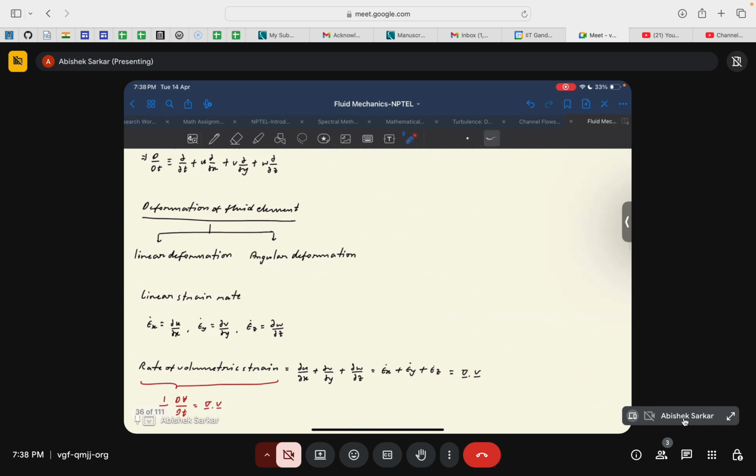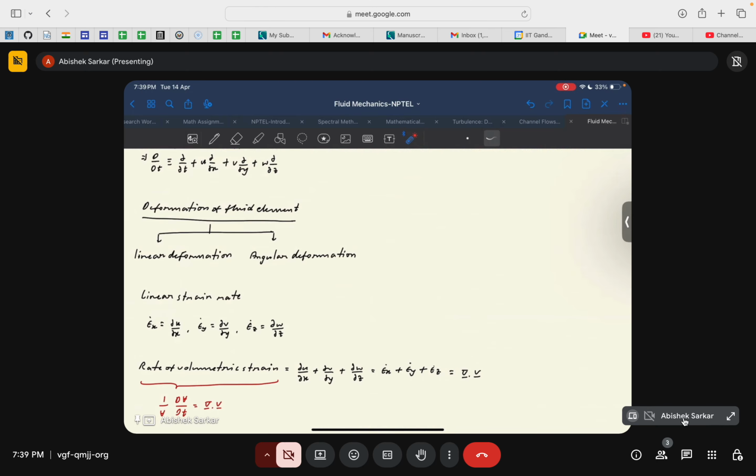Then we discussed 2 types of deformation of the fluid element: linear and angular deformation. Linear deformation, we saw, was basically the normal components of the strain rate tensor, so elongation along the x, y and z direction respectively, and no cross derivatives. Angular deformation will essentially result in cross derivatives, such as dou v by dou y or dou v by dou x, or dou w by dou y, dou w by dou x. Okay, these cross derivatives, derivatives of the velocity component along the other direction in the flow domain.